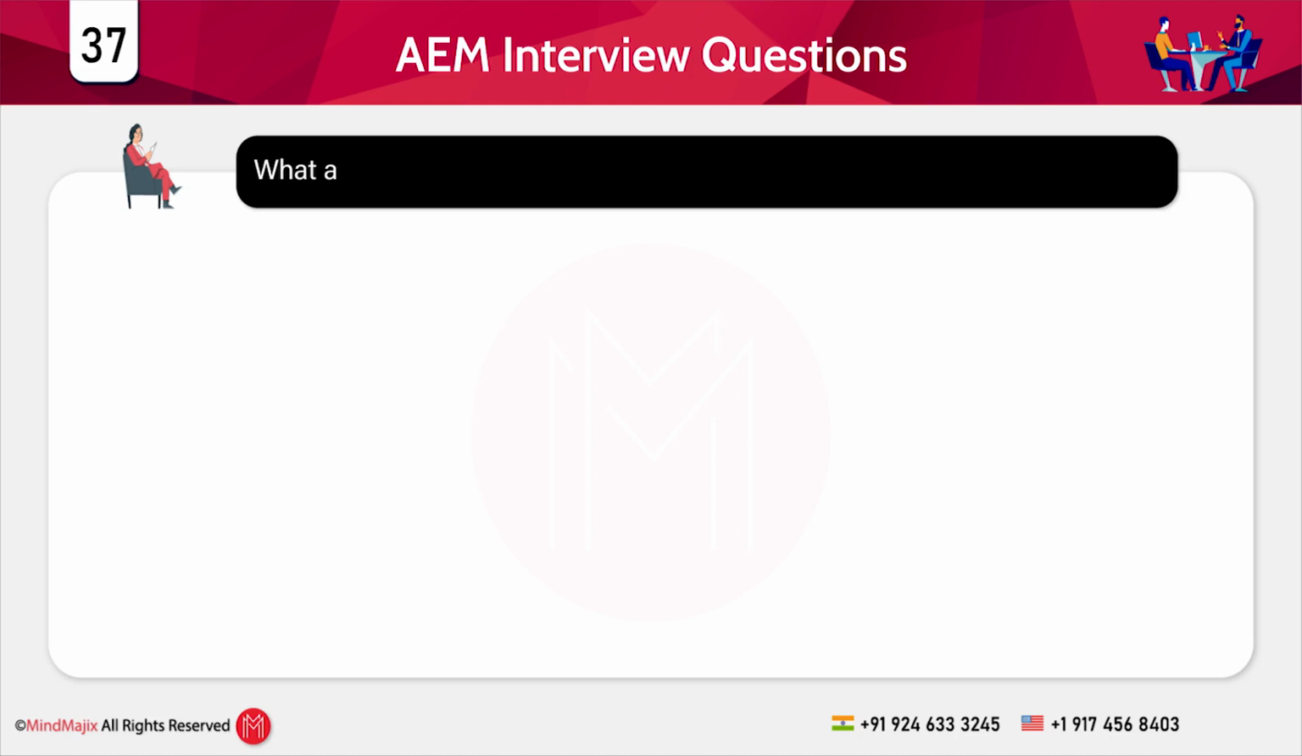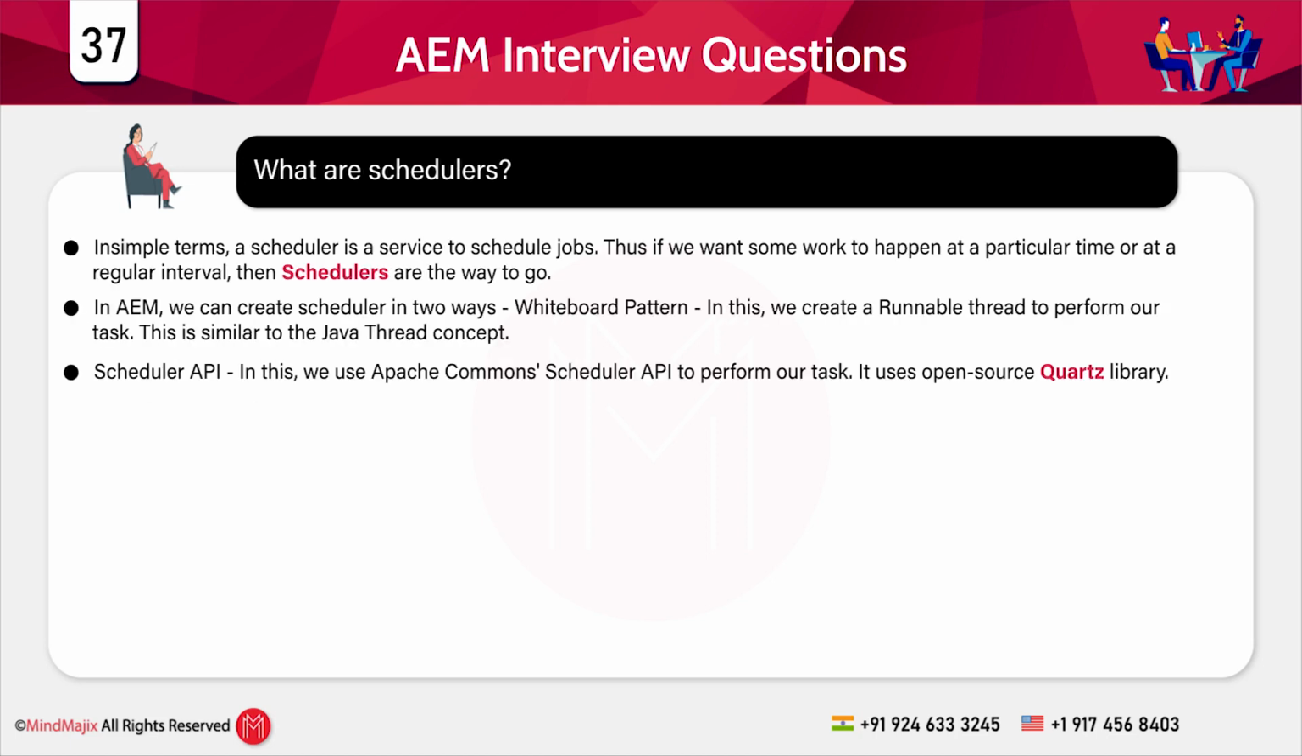And then what are schedulers? In simple terms, a scheduler is a service to schedule jobs, like at what time it should open, or at what regular intervals it should happen. It is implemented through the service. There are two ways to implement schedulers, using the whiteboard pattern and the scheduler API. Right now we are not using the whiteboard pattern. We are using the scheduler API. We have to import a library, and then we can implement it as a service.